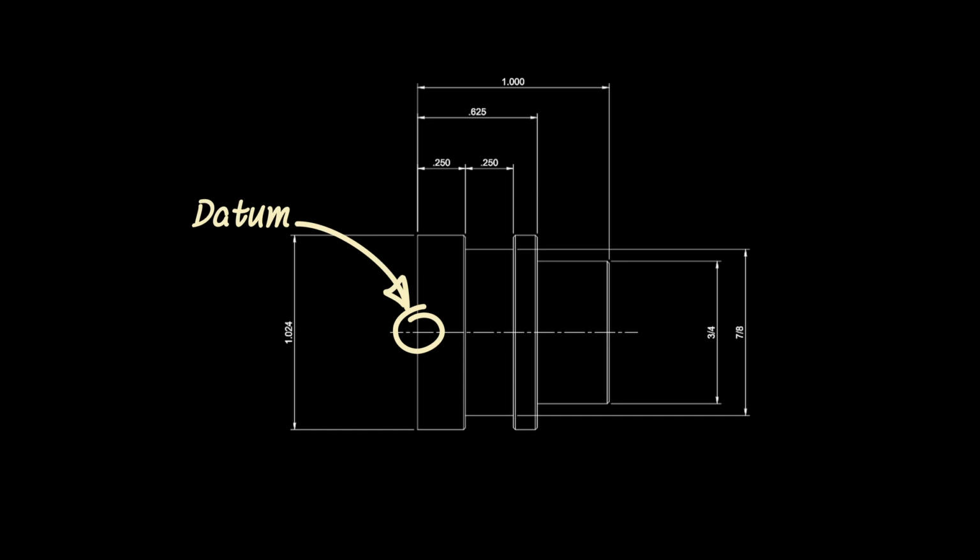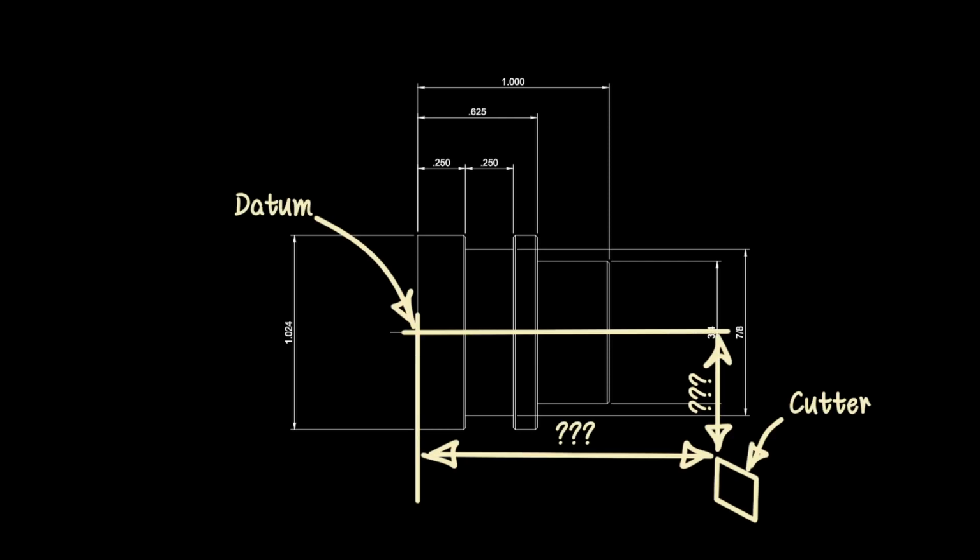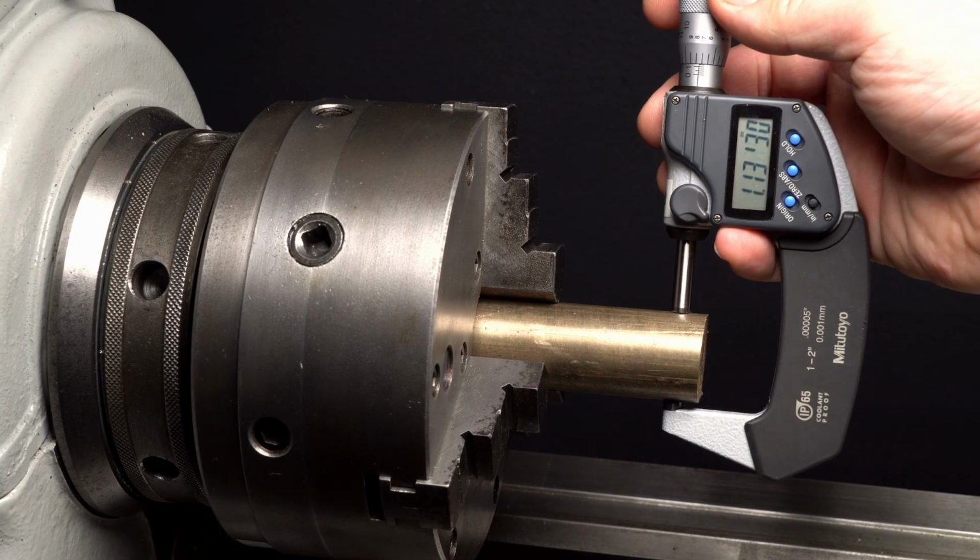This is our datum, also called origin. TouchDRO doesn't automatically know where the datum is in relation to the cutter, so we will need to tell it. Let's go to the lathe and see how we do this.